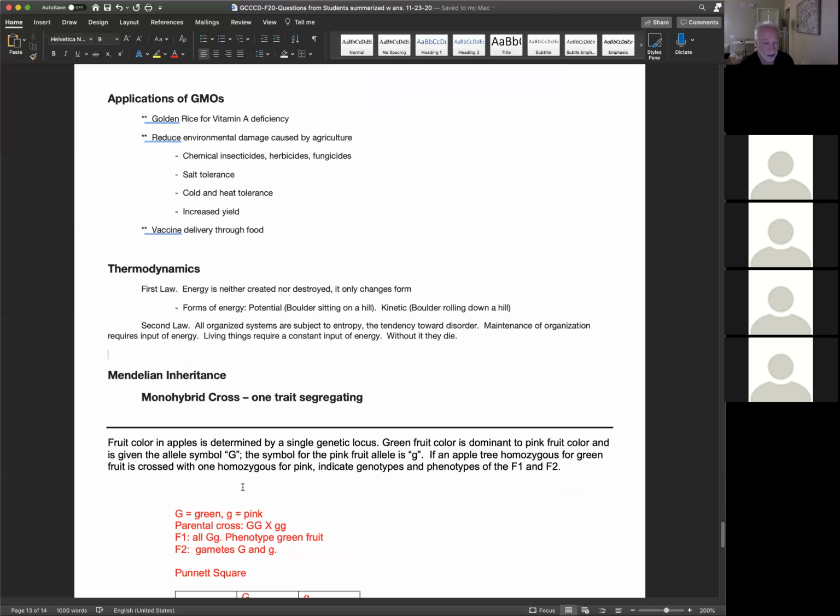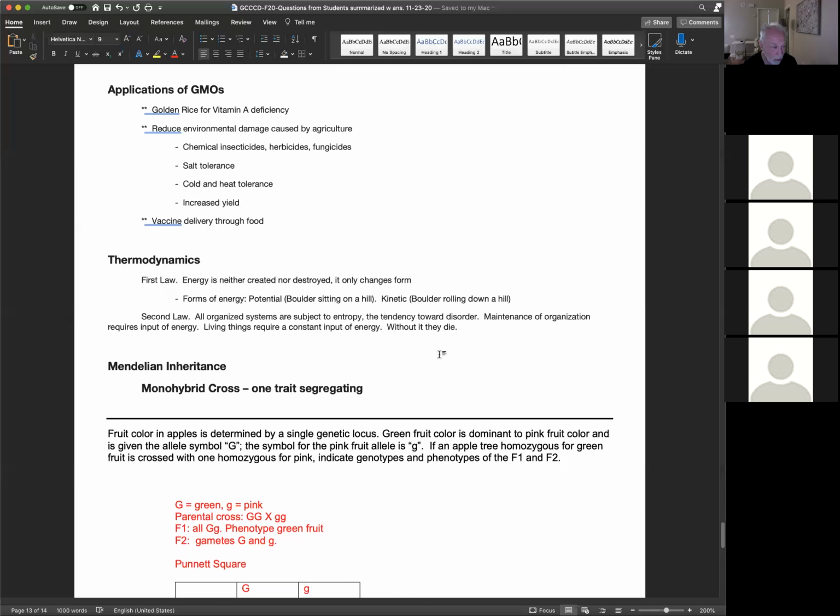Okay, we're almost done. We're almost down to Mendelian. So the last question that I have here is on thermodynamics, the first and second laws. The first law is that energy is neither created nor destroyed, it only changes form. The forms of energy are potential and kinetic. So potential energy is like a boulder sitting still on a hill. When it rolls down the hill, it now becomes kinetic energy because it can exert a force.